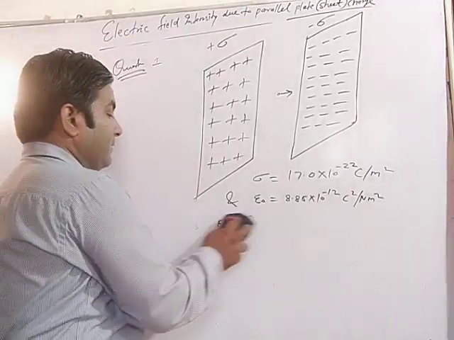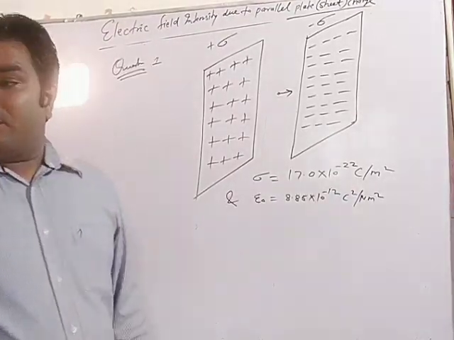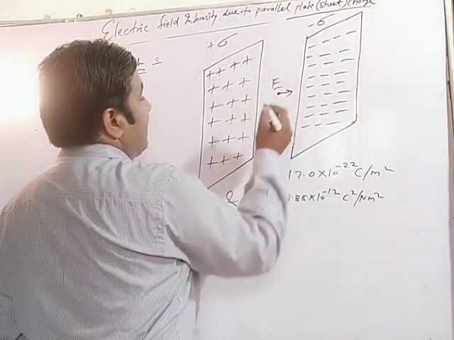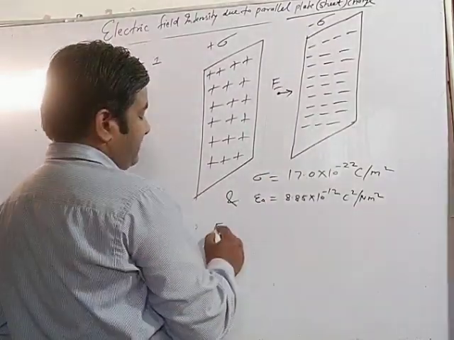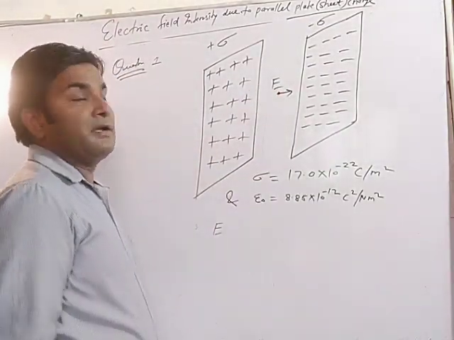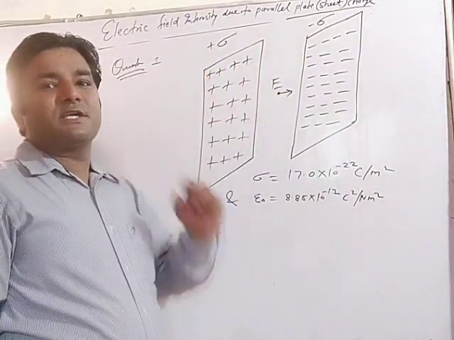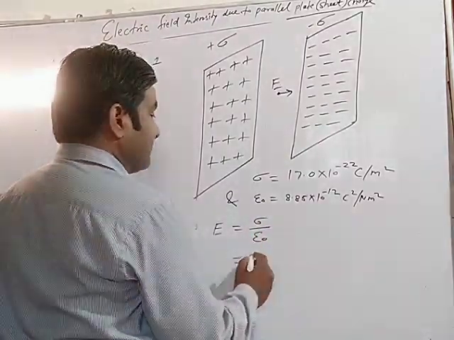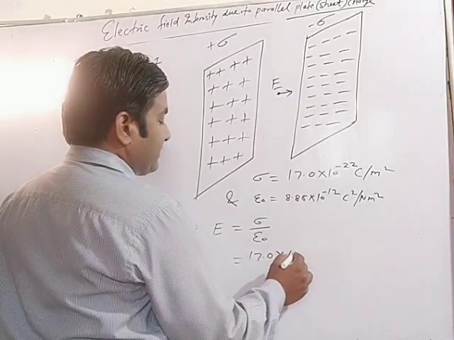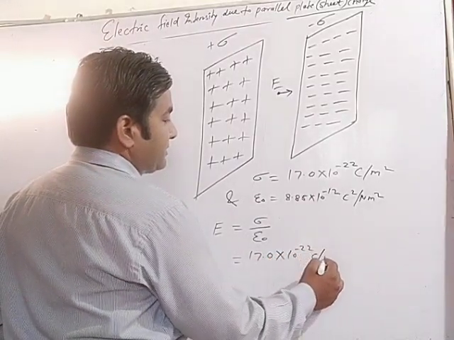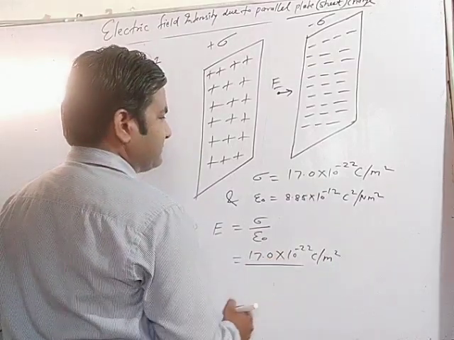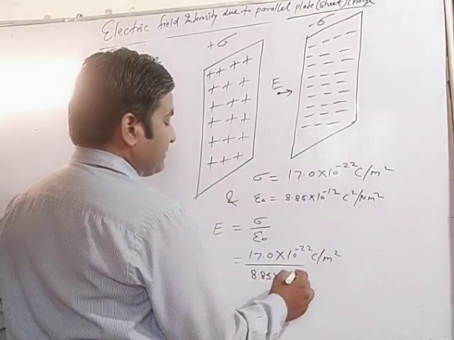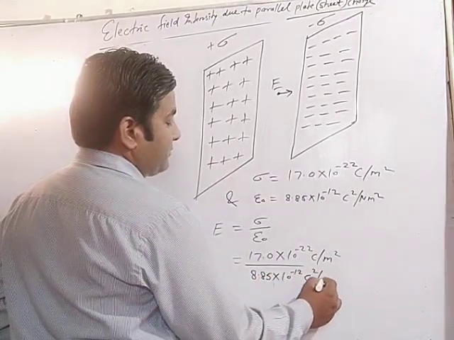So with the help of sigma and the well known value of epsilon, we can calculate the value of electric field intensity, that is E, just deriving from the previous concept. By definition, the electric field intensity between two parallel sheets having equal charge density but opposite in sign, E is equal to sigma upon epsilon naught. Sigma value is 17.0 into 10 power minus 22 coulomb per meter square, and epsilon naught is 8.85 into 10 power minus 12 coulomb square per Newton meter square.